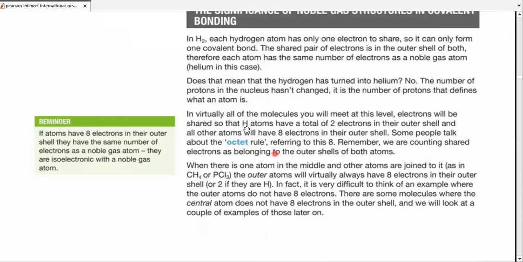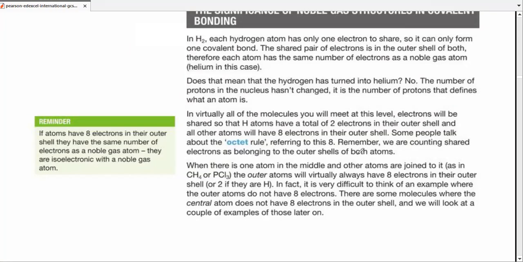So in virtually all of the molecules you'll meet at this level, electrons would be shared. Hydrogen atoms have a total of 2 electrons in their outermost shell, as this is the first shell. All other atoms will have 8 electrons in the outermost shell. Some people talk about the octet rule, referring to this 8. Octa means 8. The octet rule means having 8 electrons in the outermost shell to have the nearest noble gas configuration, or stability. We're talking about the first 20 atoms, as we discussed in the previous chapter. Now, if atoms have 8 electrons in the outermost shell, they have the same number of electrons as a noble gas atom. They're isoelectronic with a noble gas atom.